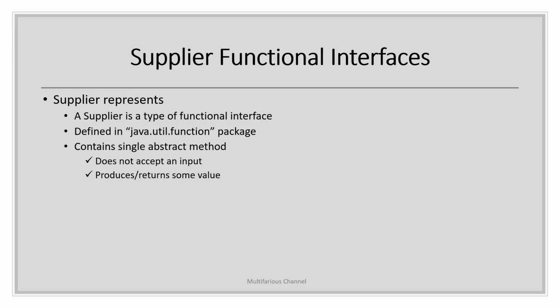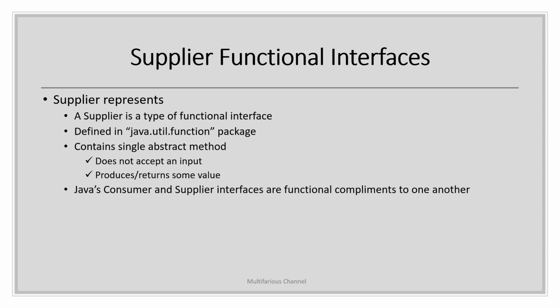Now you can see this is a kind of contrast to the consumer functional interface, because the consumer functional interface does the opposite. It takes the argument but gives no result, while supplier takes no argument but it produces some value. So Java's consumer and supplier functional interfaces are kind of complement to one another. If a function needs to pass both data and return data in response, then you should always go for the function because it combines the capabilities of both the consumer and the supplier interface.